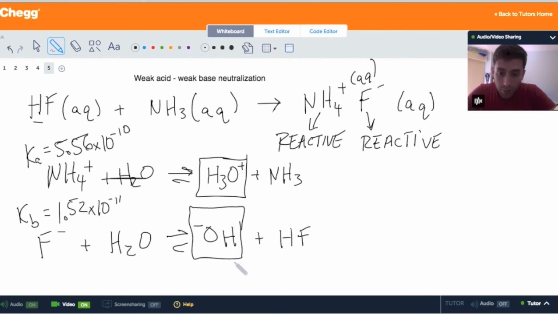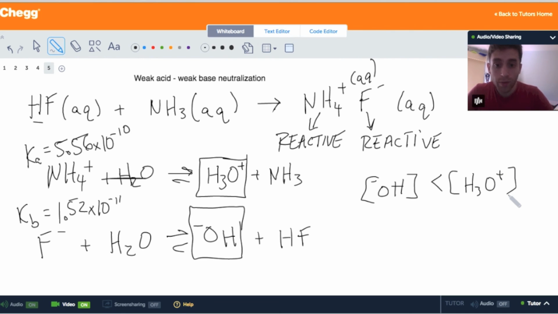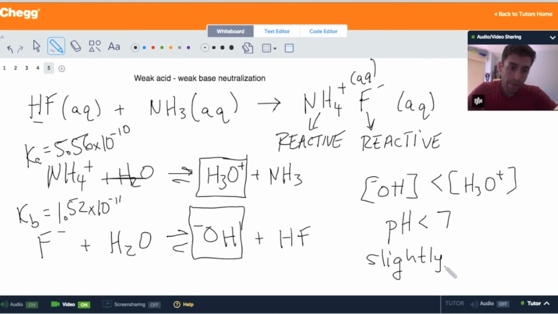So that means that there will be less OH, so the concentration of OH minus will be less than H3O plus, because the Ka of ammonium is bigger, so it forms more of its products than fluoride ion does. So hydronium ion concentration will be greater than hydroxide ion, which means that the pH will be less than 7, because more hydronium ions than OH minus means that you're more acidic. So it is slightly acidic.